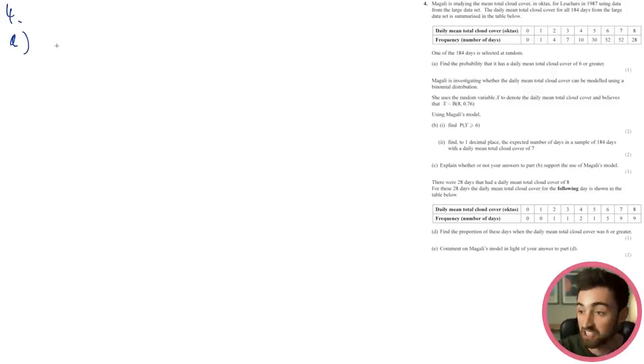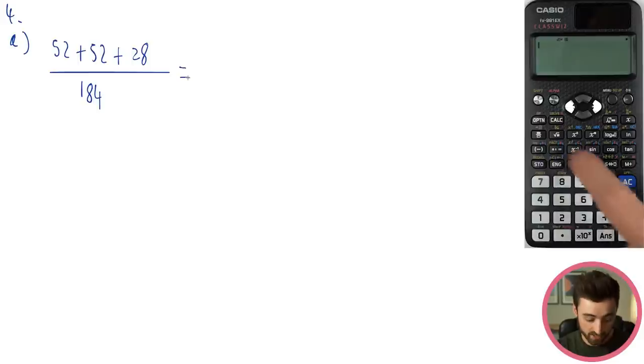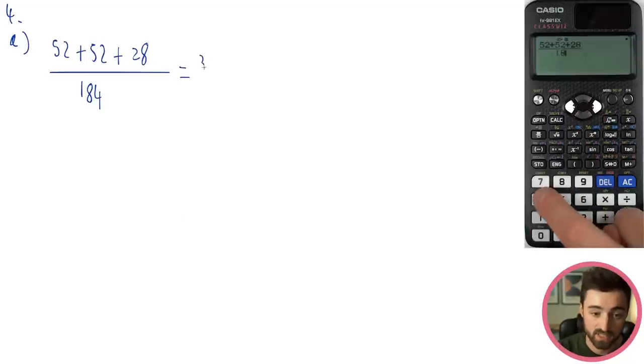So all I do is say, well, look, there's 52 in 6, 52 in 7, and 28 in 8. So that's the total amount that have 6 or greater. To get the probability, I just need to divide it by the total amount there are, and we can see that the total here is 184. So it's as simple as putting this fraction straight into our calculator: 52 add 28, all over 184, to get me 33 over 46.